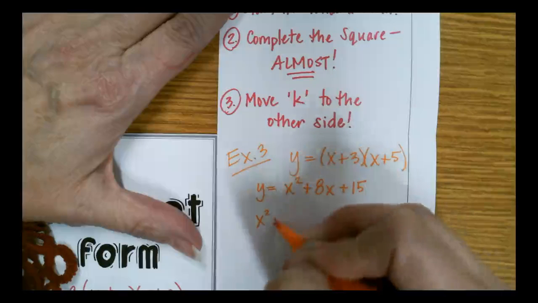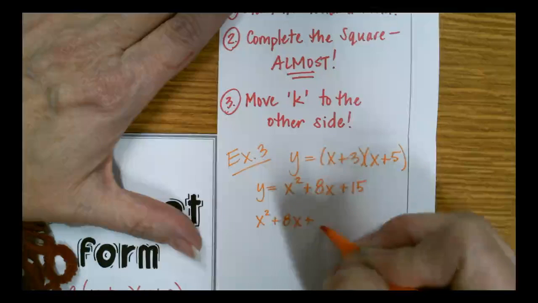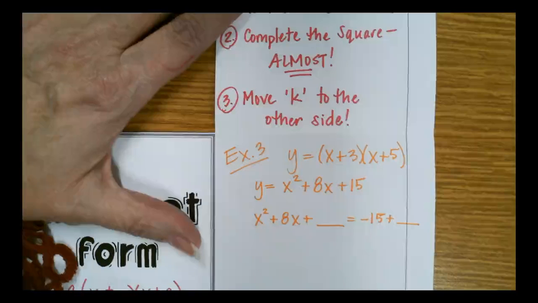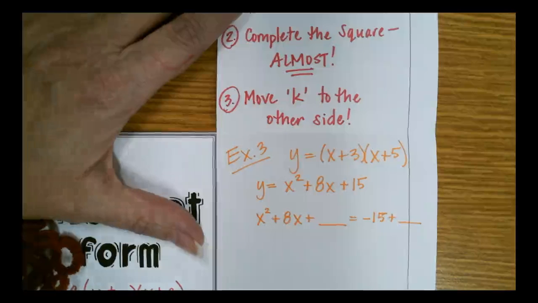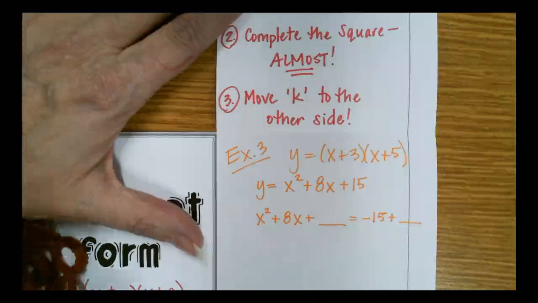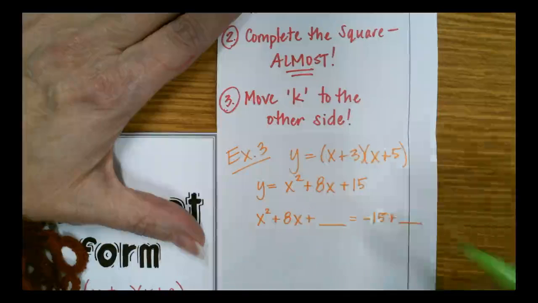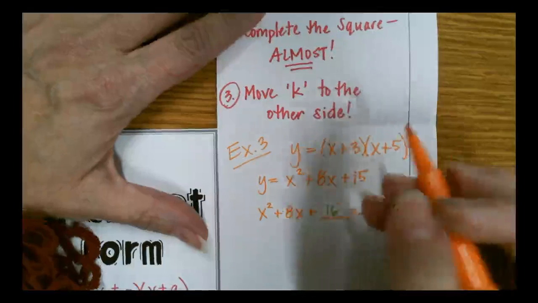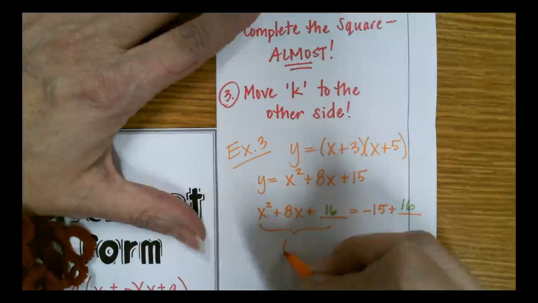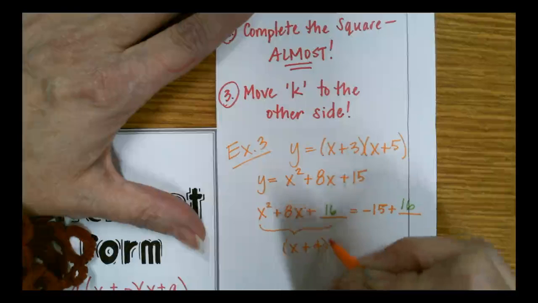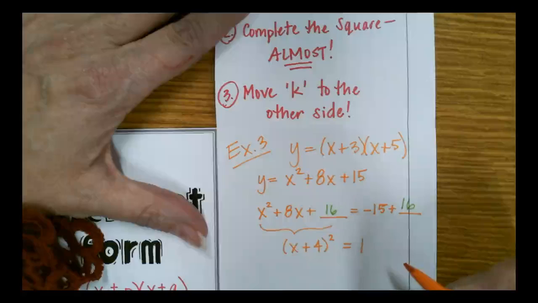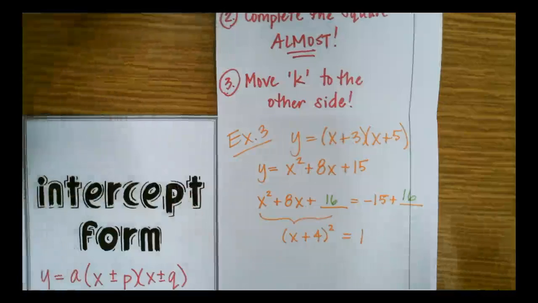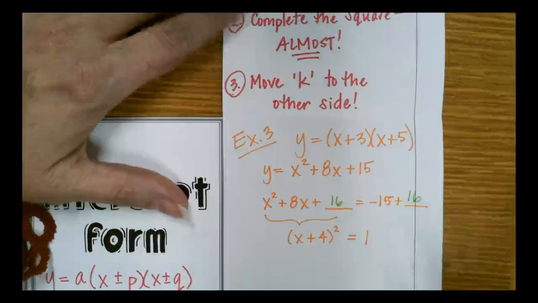So first thing when we complete the square is we are going to move the 15 to the other side. Now we got to come up with our magic number. So half of 8 is 4, squared is 16. So I have 16 right there. So this is now going to be written as x plus 4 squared equals 1. And now this is where I'm going to stop. So I said we're going to complete the square almost. We're not going to finish it because we're not solving. What we want to do is write it in vertex form.